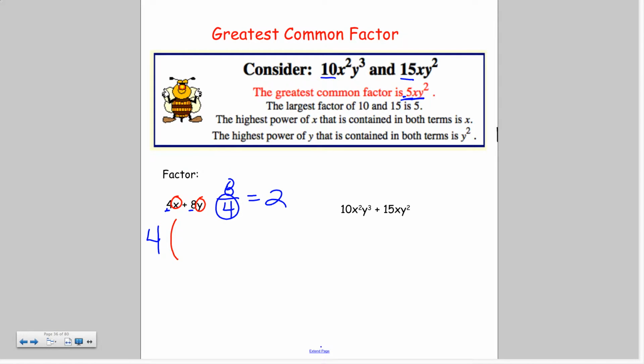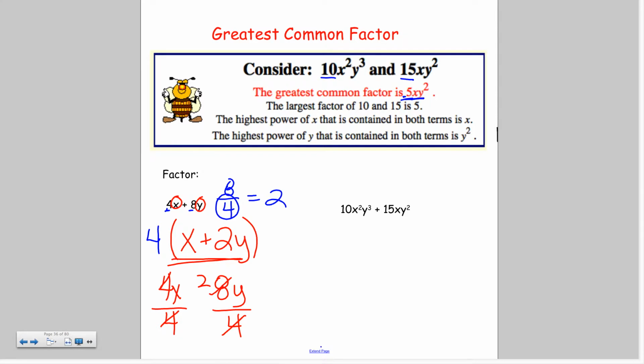So now what I want to do is take out a 4 from each of those parts. So essentially I'm just going to divide. That just leaves me with an x. Take out a 4 of the other one. That leaves me with a 2 and a y. If you get to the point where you're looking inside your parentheses and there's still something in common, that means you haven't taken out the greatest common factor. So you want to make sure you take out the greatest thing in common.